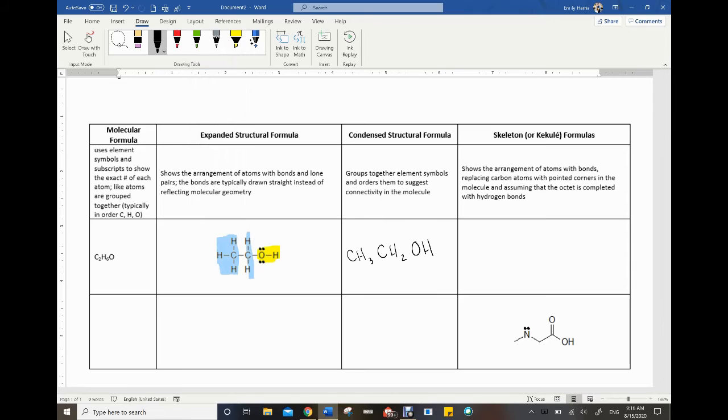All right, so now for our skeleton or Kekule formula. Again, we're not showing the carbons or hydrogens. We use the lines for the carbons, and then the hydrogens are just understood or assumed to be there. So we've got carbon 1, carbon 2, and then that second carbon is going to be connected to an oxygen, which is also connected to a hydrogen. Now you can either leave the oxygen and hydrogen written together, or it's also okay if you would like to show the hydrogen connected out to the side. But we're not going to show the hydrogens that are connected to these carbons represented by our lines here.